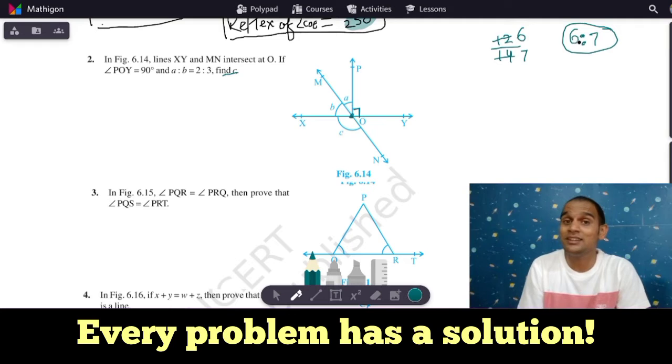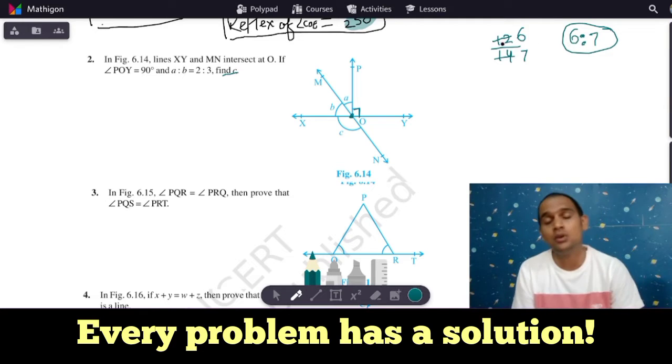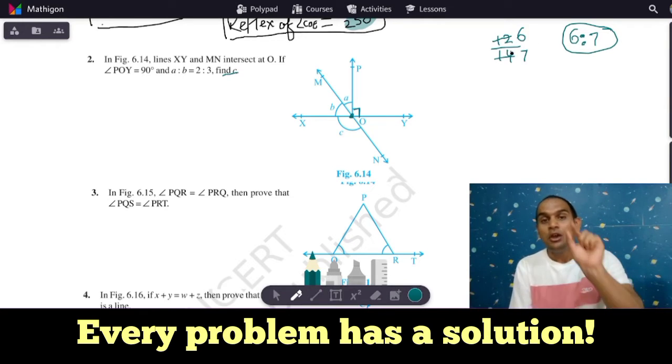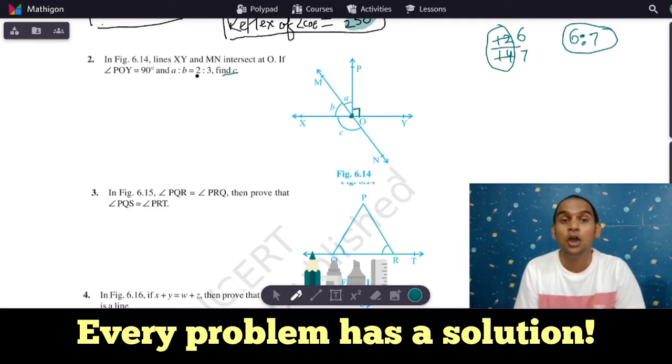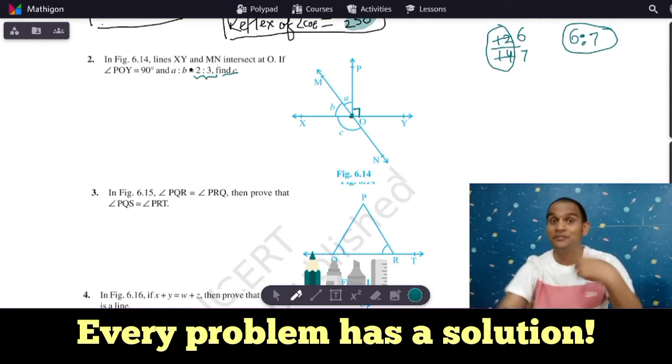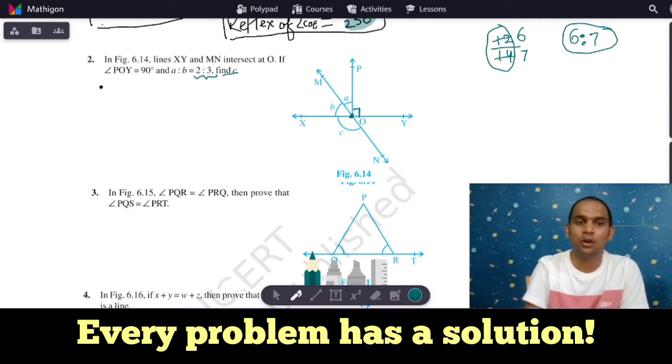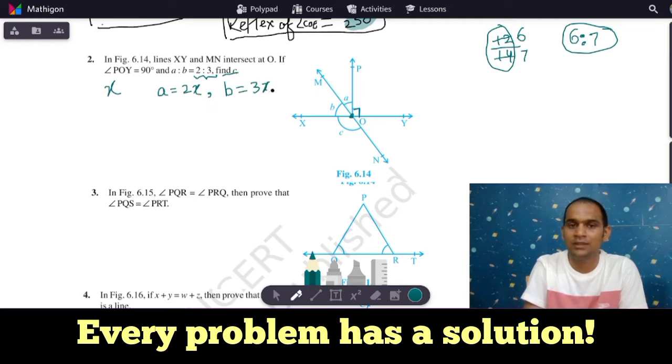Now the ratio is 6 is to 7, but the actual values were 12 and 14. We removed one common factor, that was 2. Here that is clearly known because we know it is 12 by 14. But over here, only the ratio is known. The common factor that was removed is not known. We need to find that. So we will take that common factor as x. So angle A will be equal to 2x and angle B will be equal to 3x. I hope that makes sense.